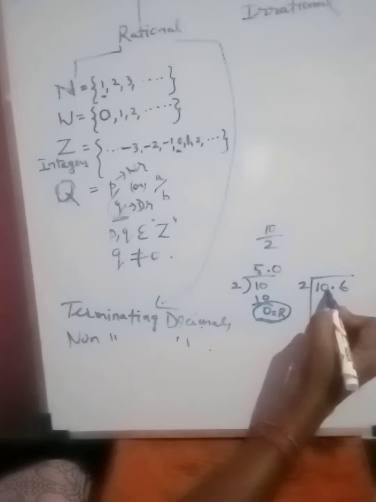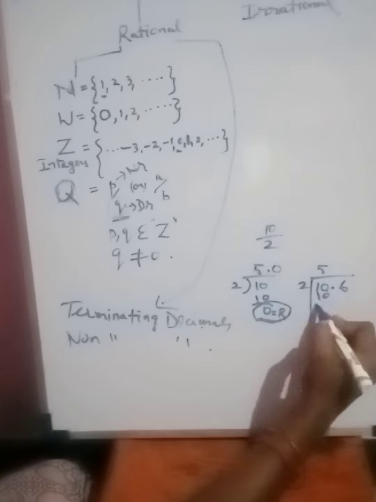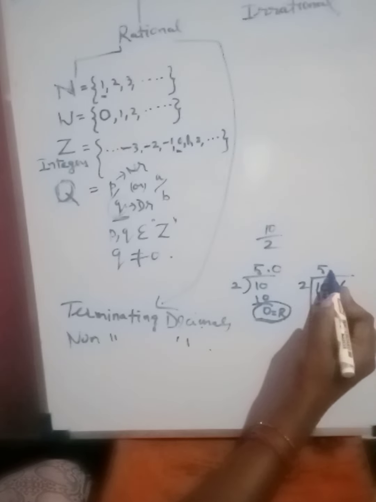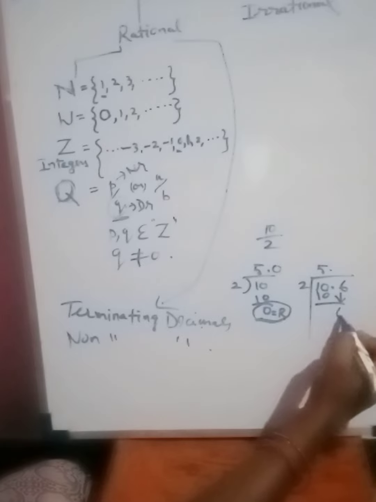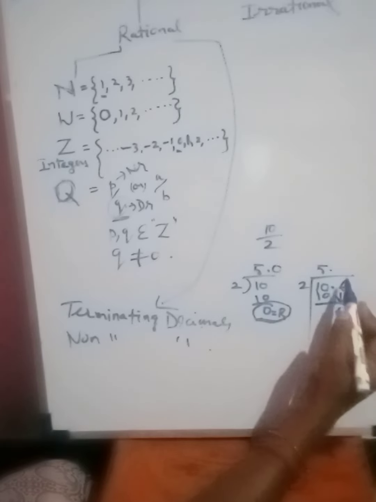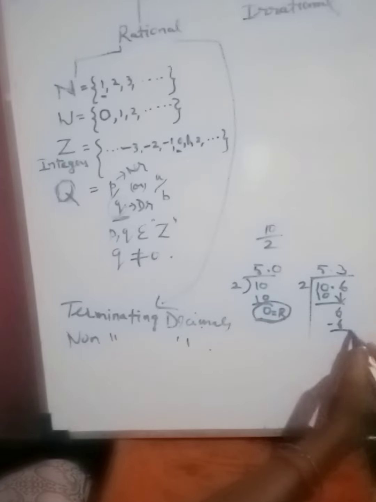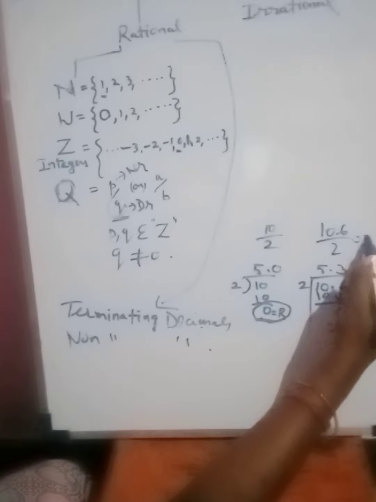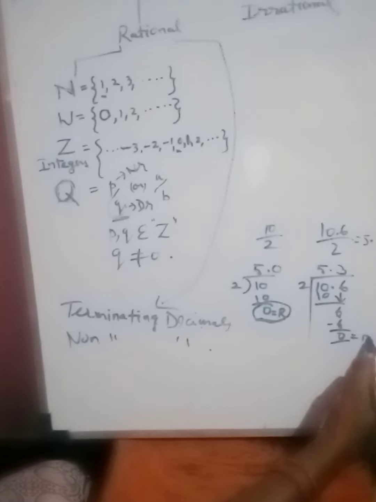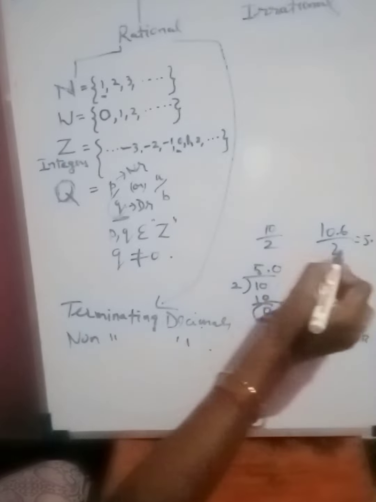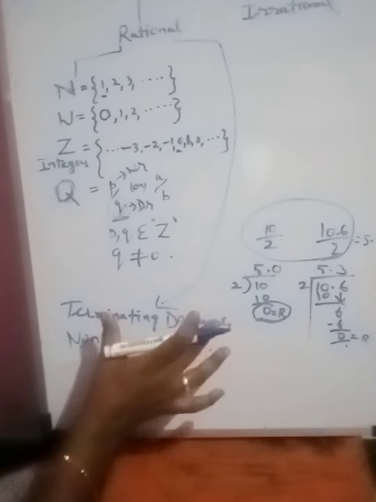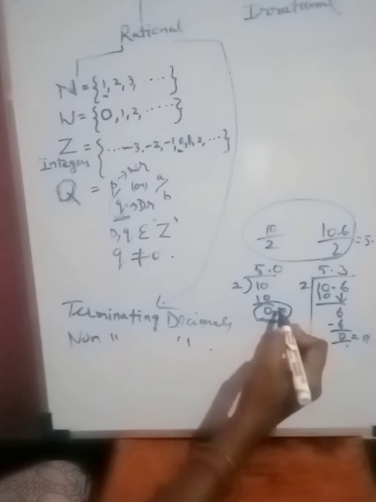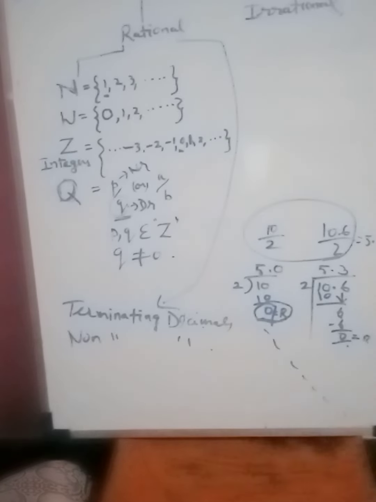For example, if it is 10.6, let us divide by 2. 1 is a smaller number, so include the 0. Say the 2 table until you reach 10. 5 twos are 10. Here a decimal point is there. Keep the decimal point in the quotient. Bring the 6 down. How many 2s are in 6? 3 twos are in 6. So the remainder is 0. So 10.6 by 2 is 5.3. Since the remainder is 0, we call this a terminating decimal. If the remainder is not 0 and division goes on, then it is called a non-terminating decimal.